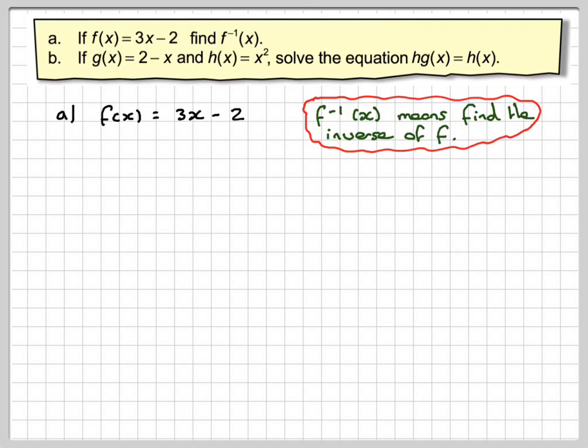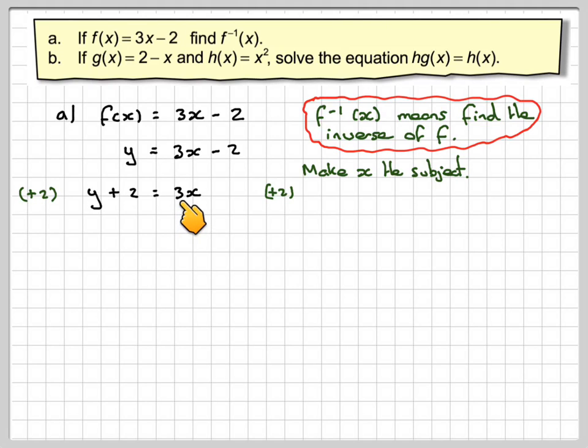Now, the way to find the inverse is you let y be equal to the function, and then you rearrange the function to make x the subject, because the inverse means do the opposite thing. So here we've got minus 2. So we're going to add 2 to both sides. So on this side, y plus 2 is equal to 3x. And to make x the subject, we will need to divide both sides by 3. So we get y plus 2 divided by 3 is equal to x.